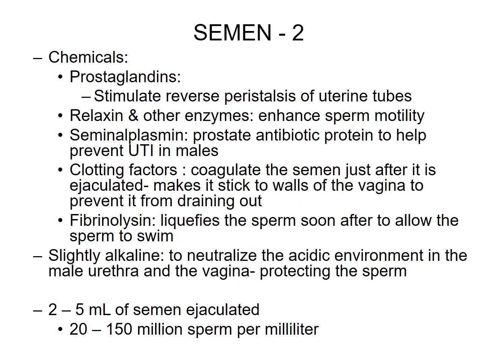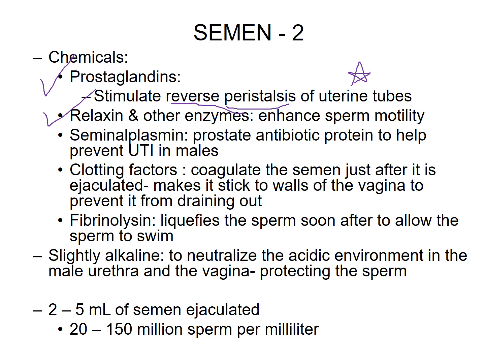Other characteristics of semen. Here you see that there are a lot of chemicals. Some of them we've already discussed, such as the prostaglandins, right, coming from those seminal vesicles, causing the reverse peristalsis and the smooth muscle. I mentioned the uterus, but also the uterine tubes, also known as the fallopian tubes here. Relaxin is a hormone, along with other enzymes that help sperm motility, so it helps the sperm be able to swim. So semen is a transport medium, so without the semen, the sperm can't swim well. So the stuff in the semen helps it to swim well.